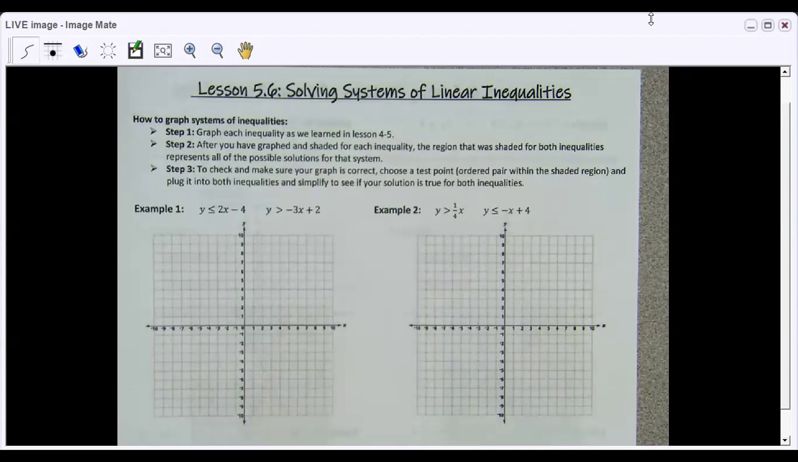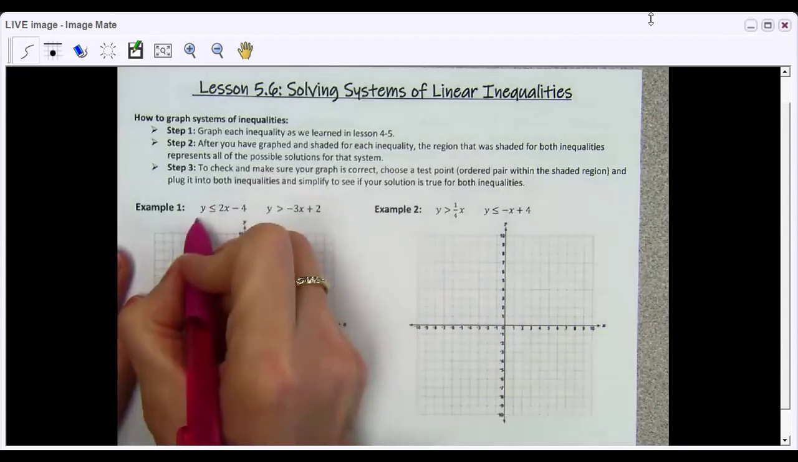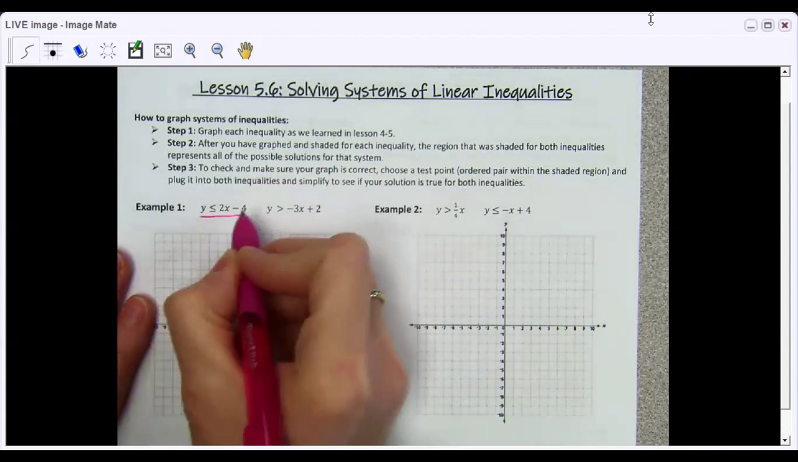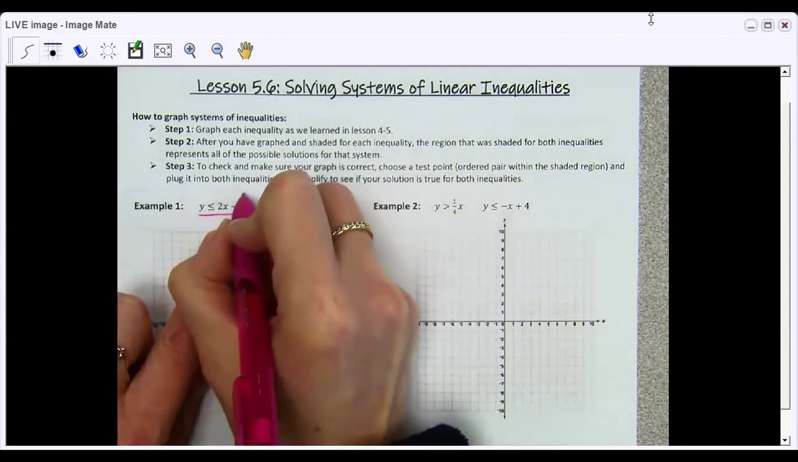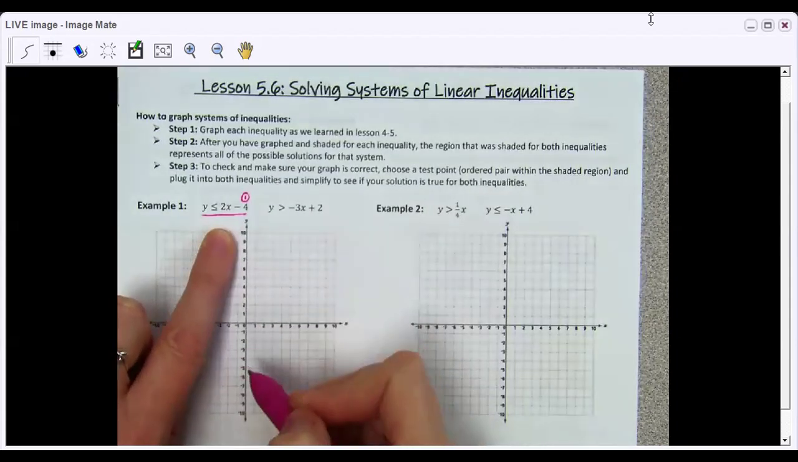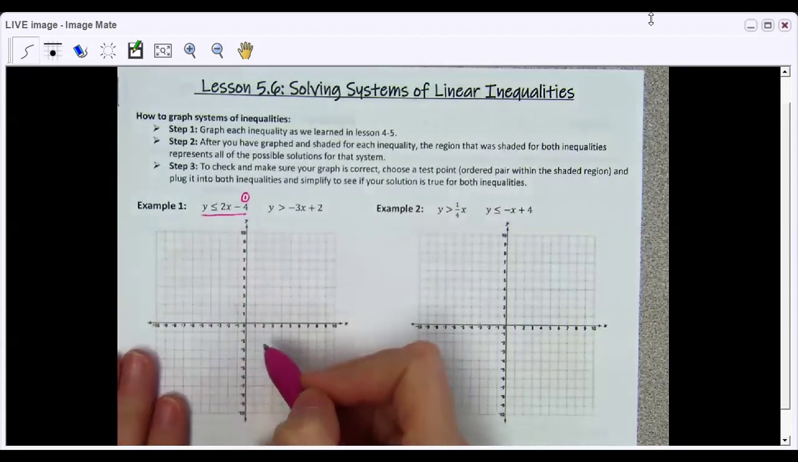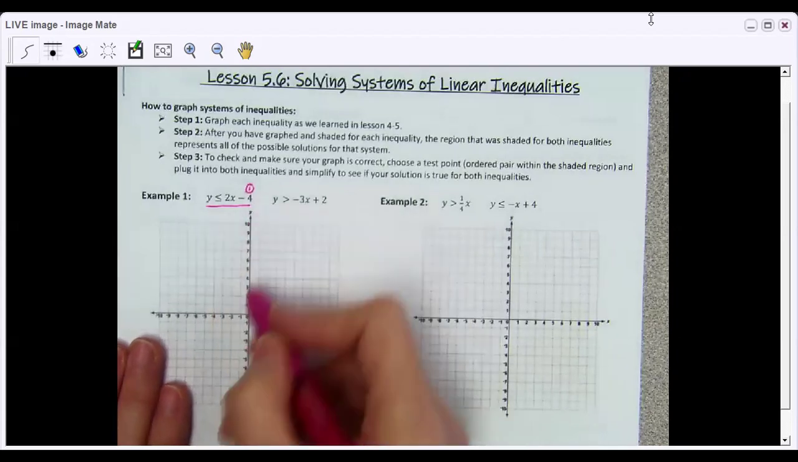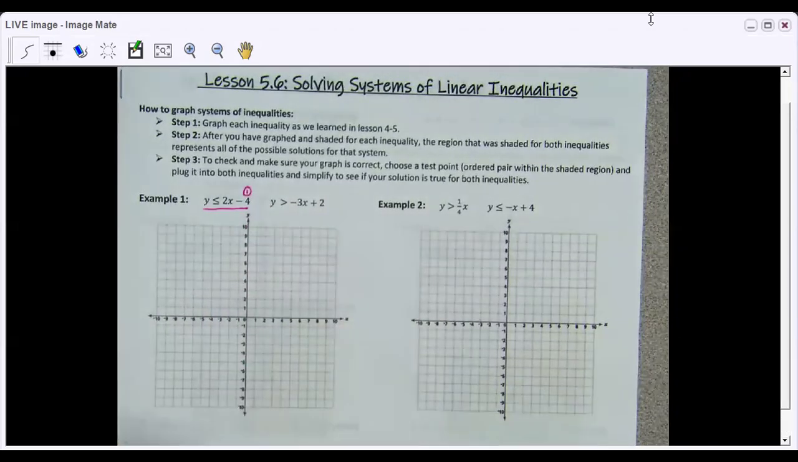So the first thing that you are going to do is plot your y-intercept. So number one, plot your -4 on the y-axis. I still have students plotting it on the x-axis. So plot -4 on the y-axis.